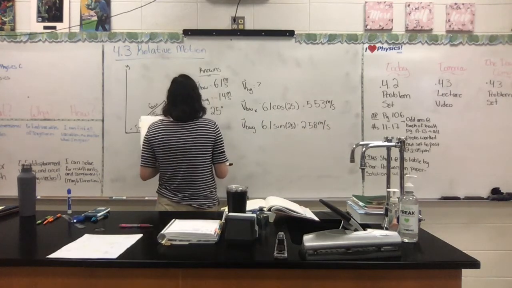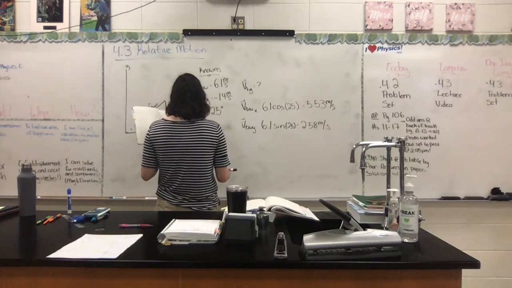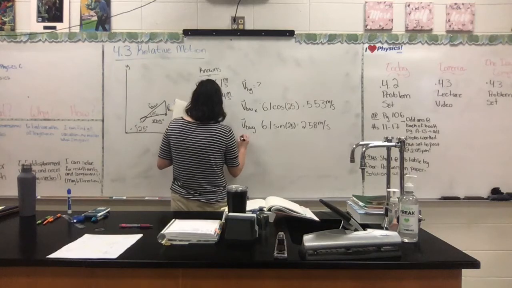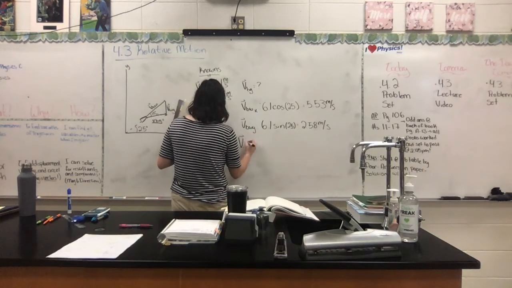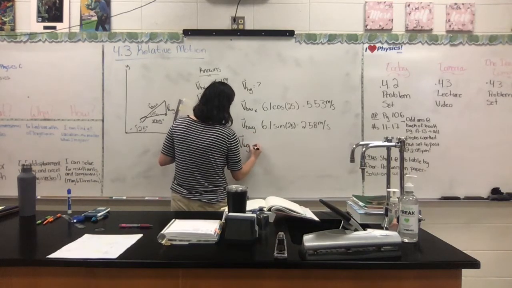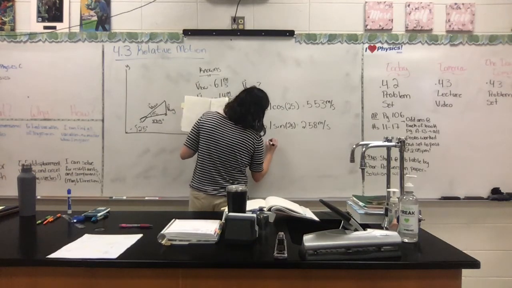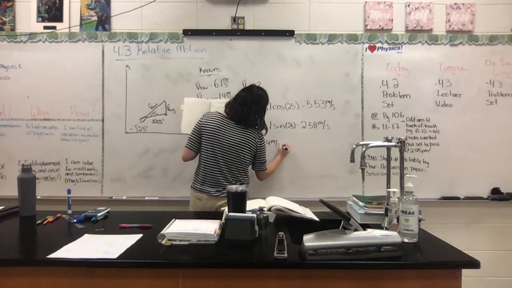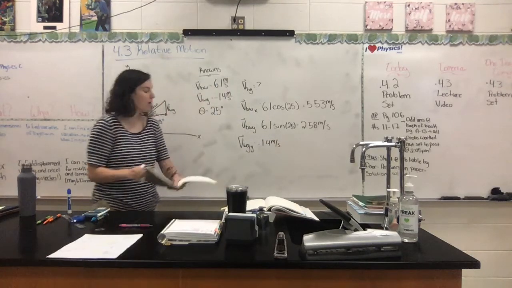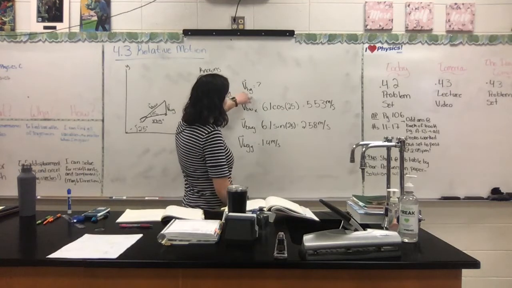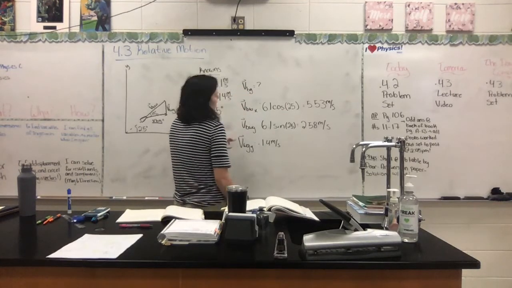Next, we need to look at the components for the water to the ground. It is only in the y direction, so we know that the y component is going to be the total of negative 1.4 meters per second. Now, to solve for the velocity of the boat to the ground, we need to get the x and the y components of it.